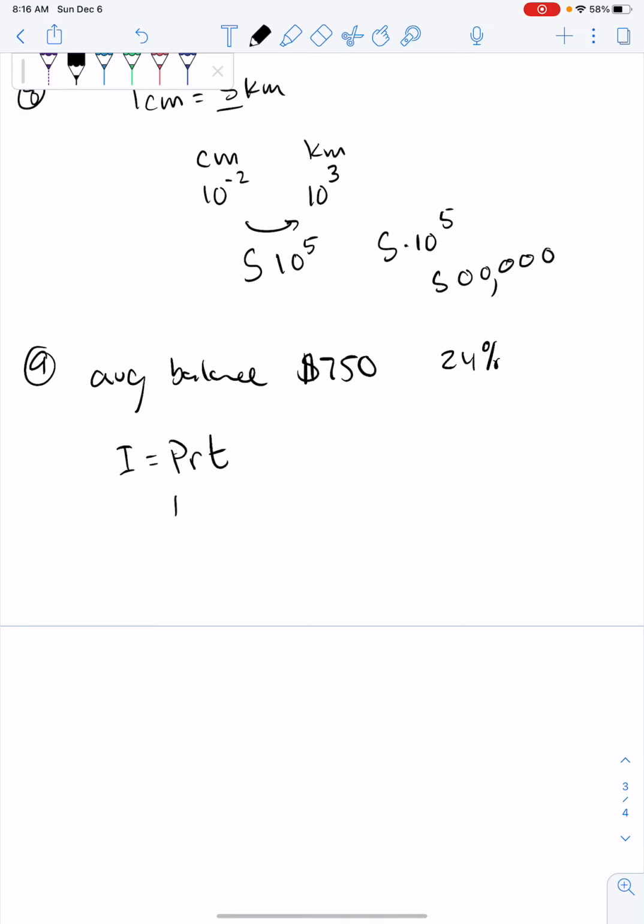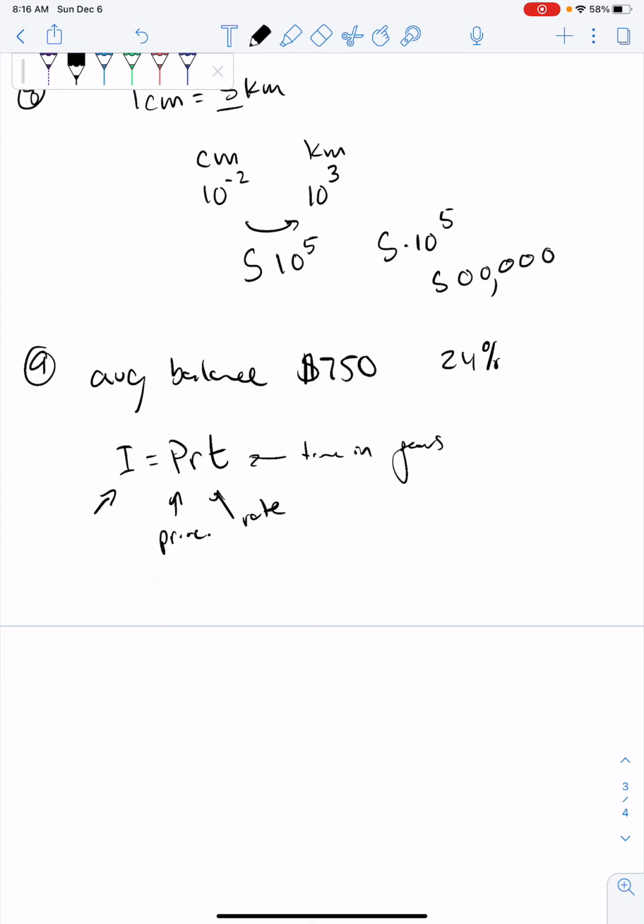So P represents our principal, or in other words, our balance. R is our rate, so that would be our interest rate, our 24%, and T is the time in years. And then I, of course, is the interest, and that's what it's asking for. It doesn't want total payments or anything like that. It just wants to know if you're just paying the interest.